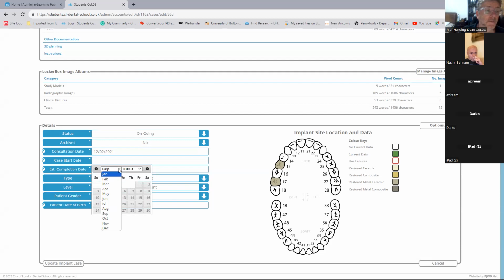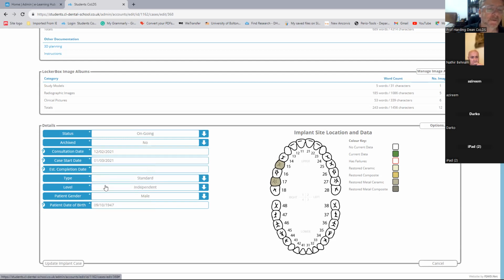But the other thing is that we did at one time, to try and get people to upload their cases within a month, have a system in place where it wouldn't let you register it after it was a month old. Maybe that's what's happened. But when did you think you started this case? It was 2021 sometime, probably a month or so after the consultation. So just say probably March. March. So we say 1st of March.